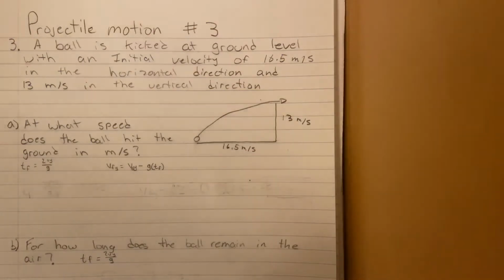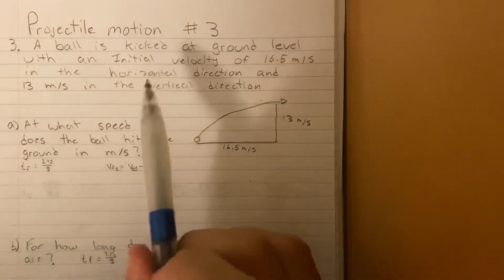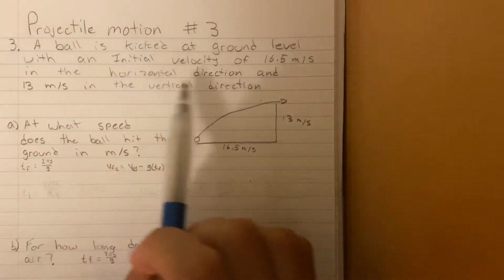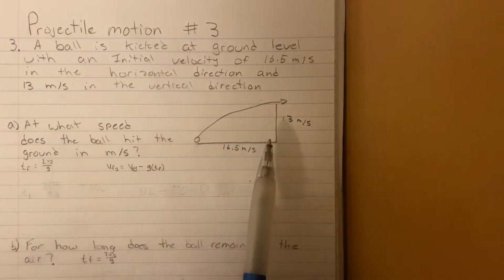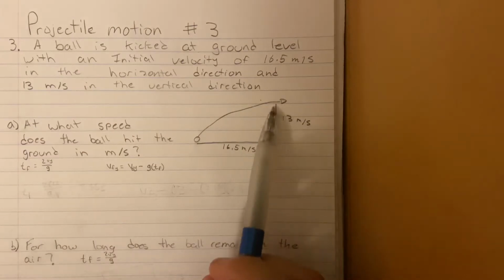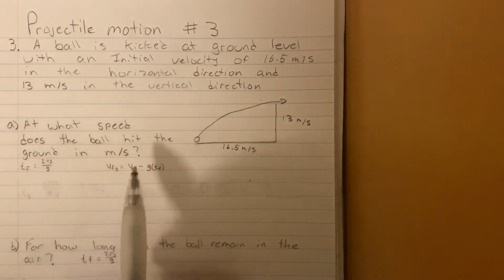Okay, so for my explainer video, I'm doing projectile motion, problem number 3. A ball is kicked at ground level with an initial velocity of 16.5 meters per second in the horizontal direction and 13 meters per second in the vertical direction. At what speed does the ball hit the ground in meters per second?